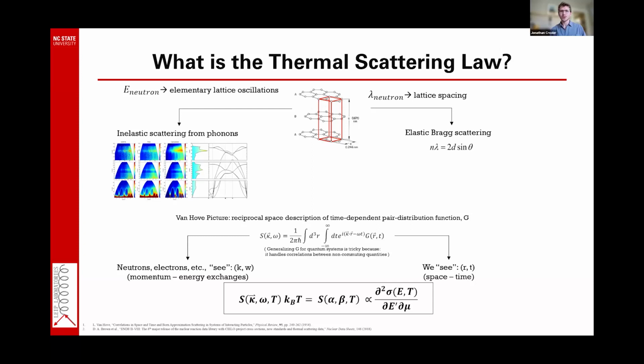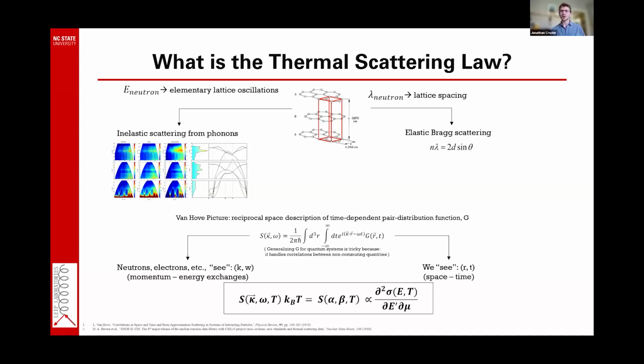But for a neutron, when the neutron's energy in the thermal range approaches elementary lattice oscillations or phonons, inelastic scattering from phonons can occur. And as the de Broglie wavelength of a neutron also approaches the thermal region, the de Broglie wavelength approaches the order of interatomic spacing, along which elastic Bragg scattering can occur along crystalline directions of high symmetry. So in the Van Hove picture, the thermal scattering law, or S(k, omega), k being momentum, omega being energy transfer, is a description of essentially inverse space and what neutrons see. So we see space and time, and we see crystallographic orientations.